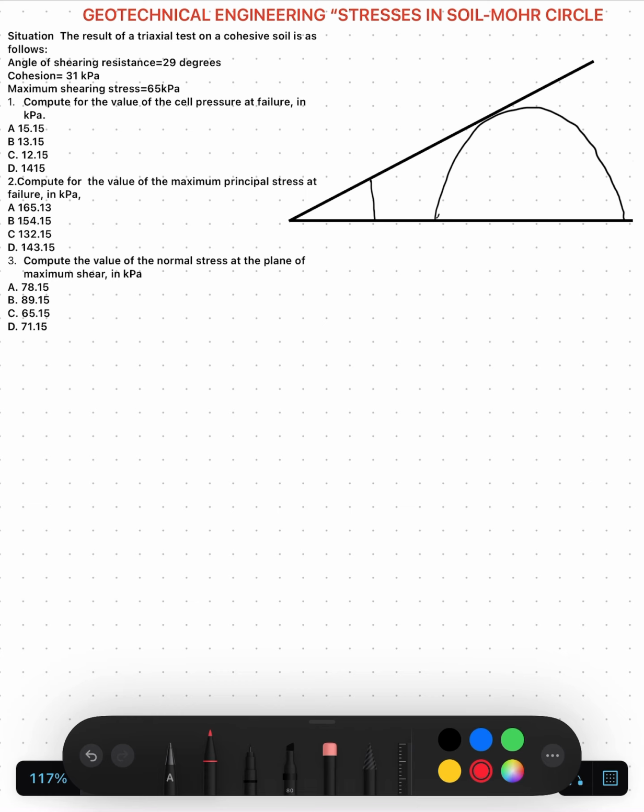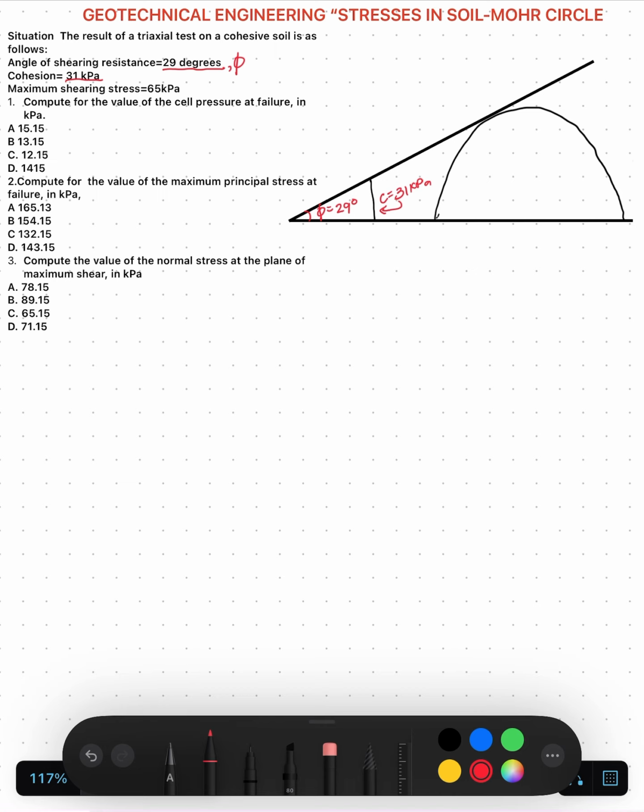So the angle of shearing resistance is 29 degrees. This is our angle of shearing resistance. Next, we have the cohesion, 31 kPa. This is our cohesion, this one. Next, we have the maximum shearing stress.